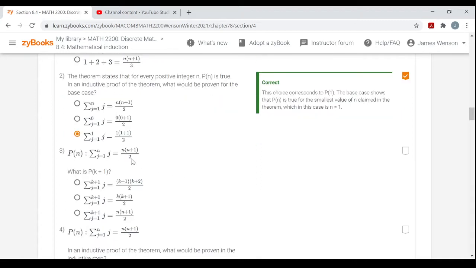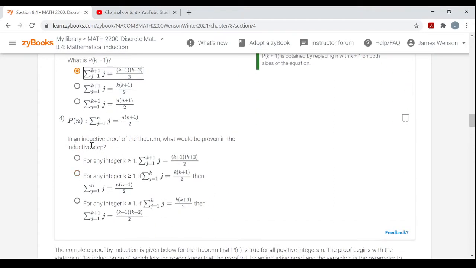Here, they're saying, again, the same predicate. What is p of k plus 1? Just like any other predicate, I go through the predicate p and replace all the n's with k plus 1. So this left side would be the sum from j equals 1 to k plus 1 of j's. And this right side would be k plus 1 times k plus 2, divided by 2. So that's this here.